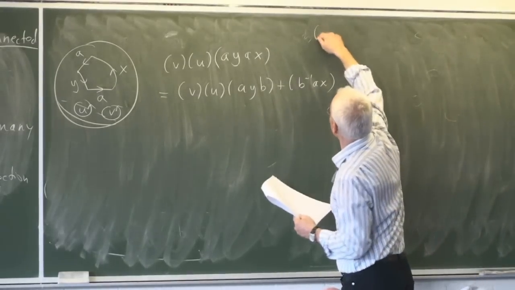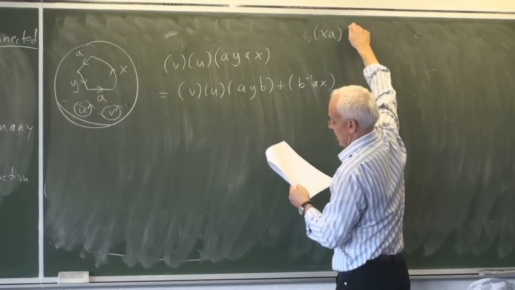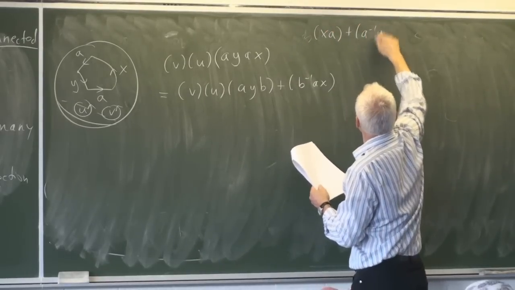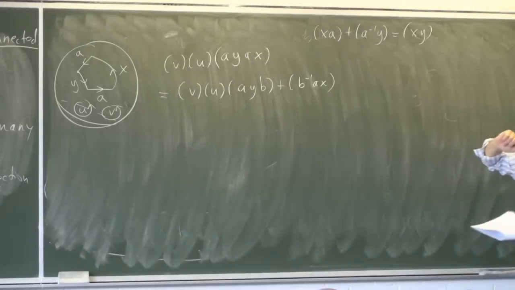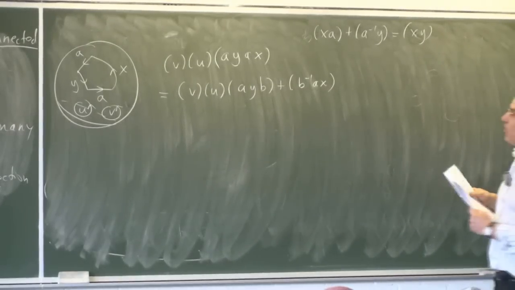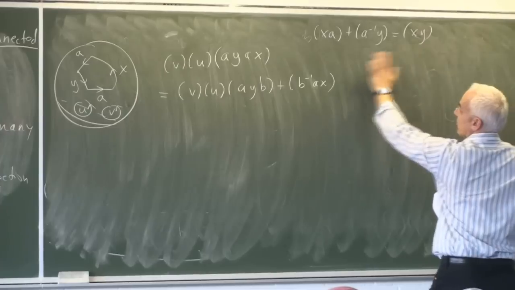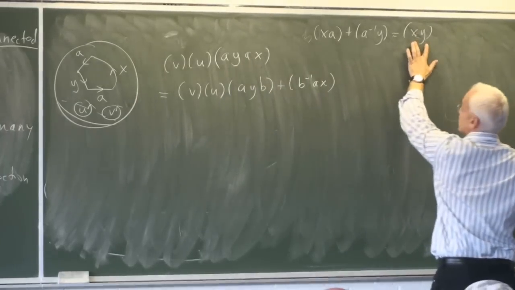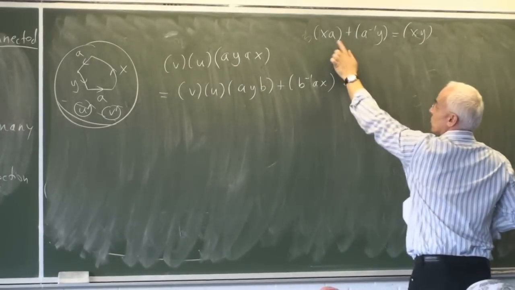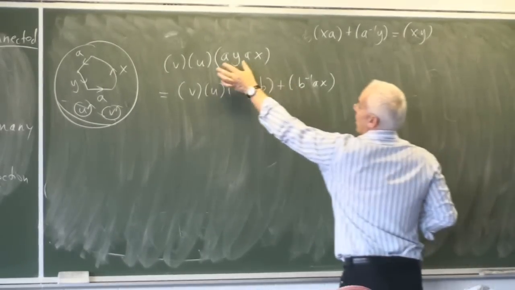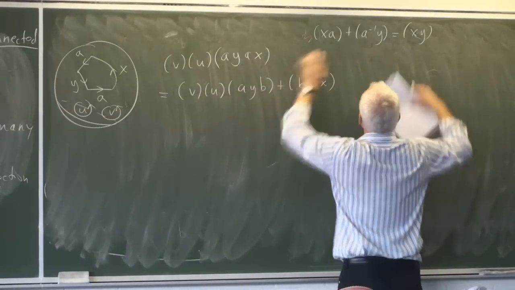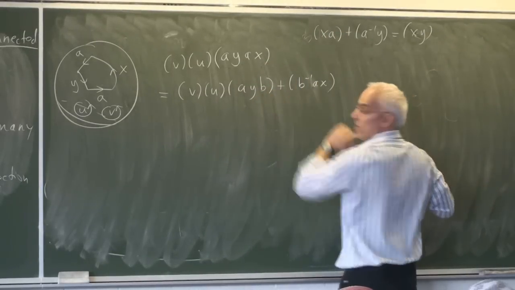So I remind you there was a rule that was like this: XA plus A inverse Y equals XY. Remember that one? That was one of our basic rules. So we're using this and thinking of this thing here as being a combination of two things, and separating it in two words by introducing a new edge, in this case B. So the AY and the AX are separated with a B and a B inverse.